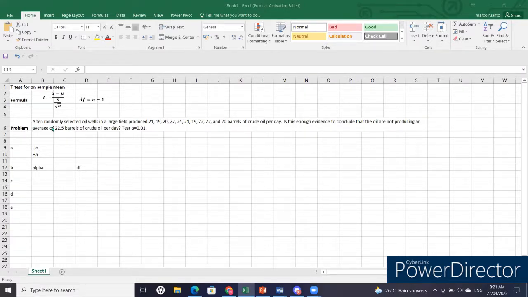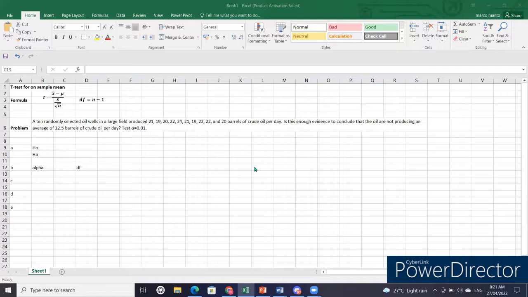Here in our problem, we have 10 randomly selected oil wells in a large field that produced the following data per day. The question is, is there enough evidence to conclude that the oil wells are not producing an average of 22.5 barrels of crude oil per day? So test the hypothesis at alpha 0.01.